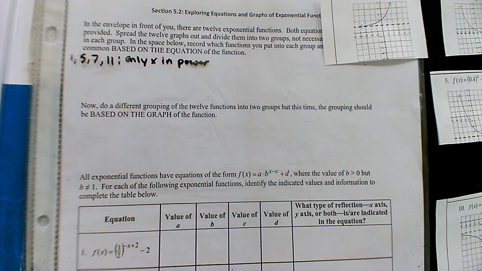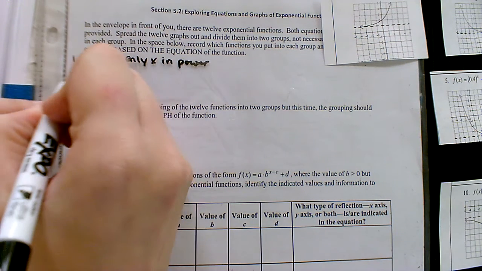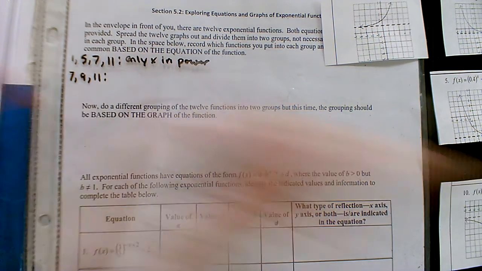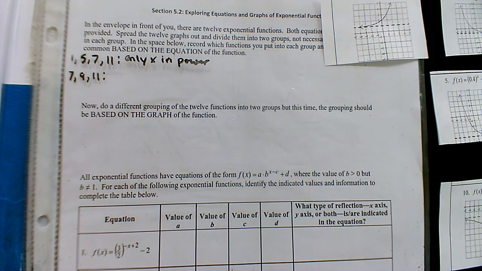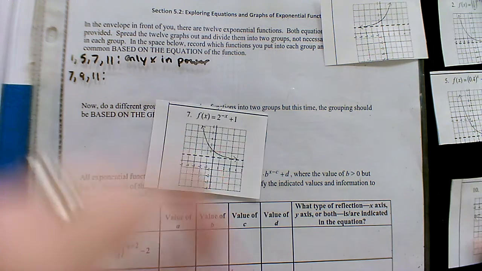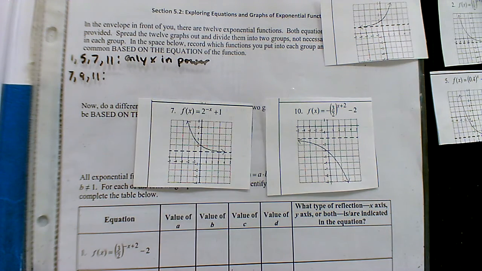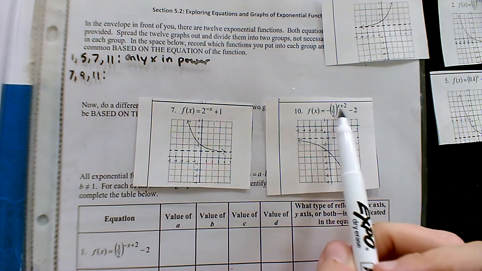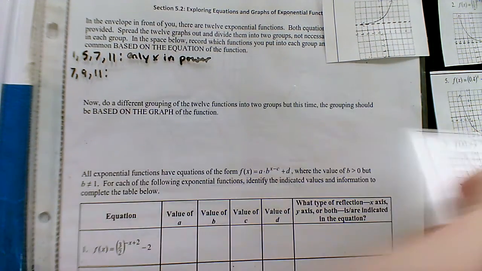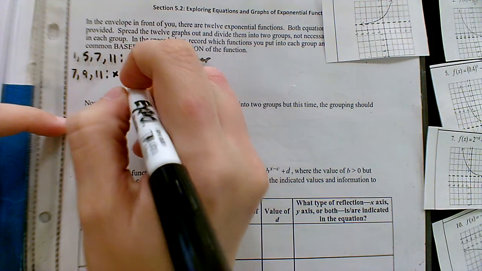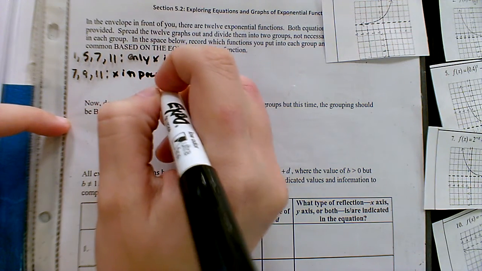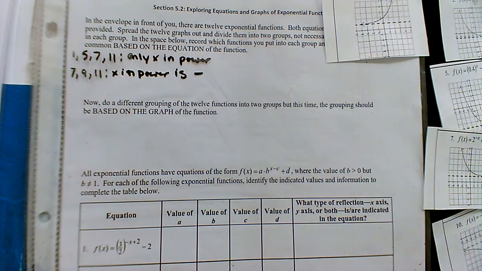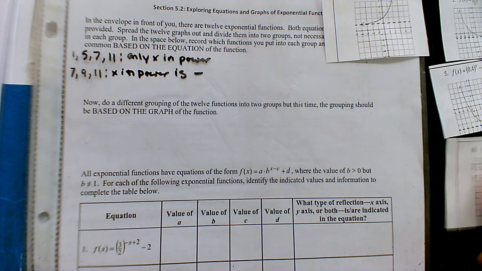Ladies, can you give me one of your groups, Olivia and Elsie? 7, 9, and 11. What did all those have in common? They all have negative exponents. Okay, so looking at the powers, notice how in some of the cases the x was negative, but in other ones the x was not. Okay, so x in power is negative. I'm assuming all the other ones didn't have that.